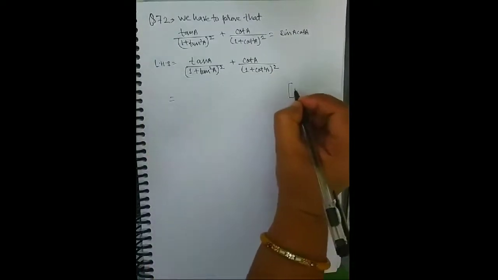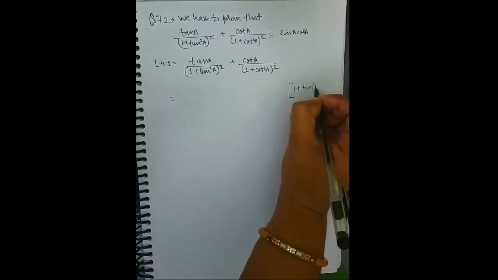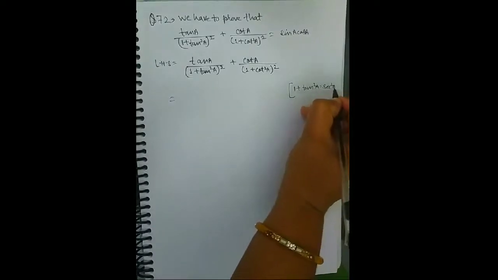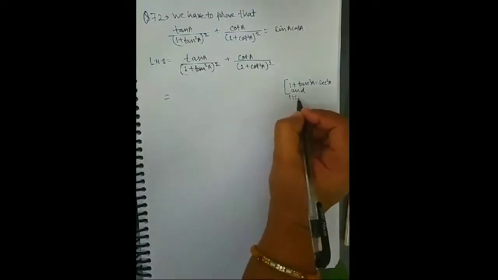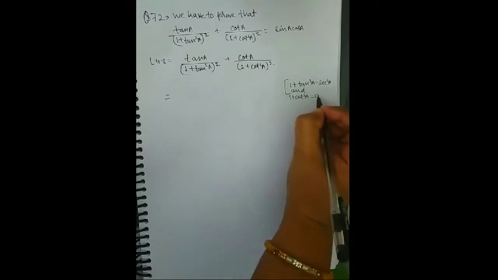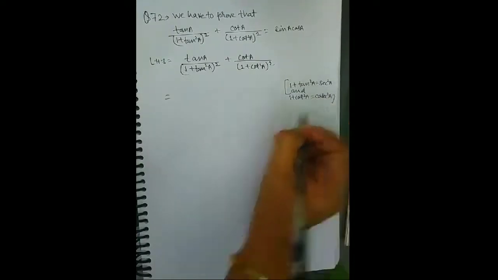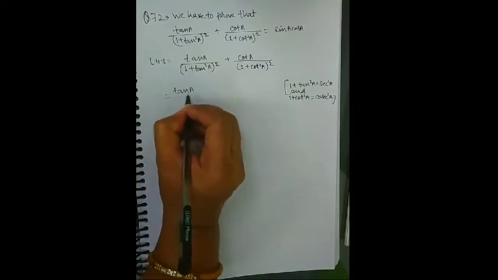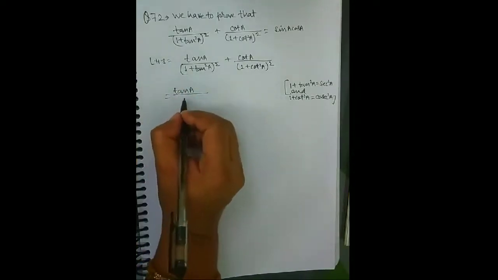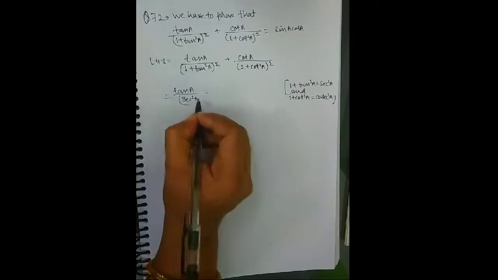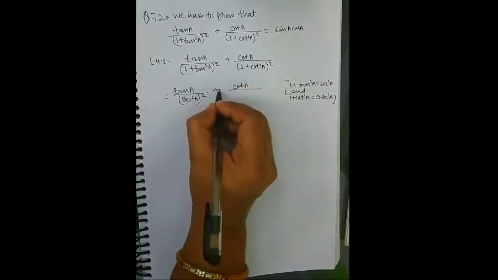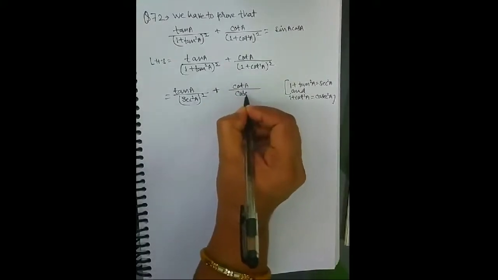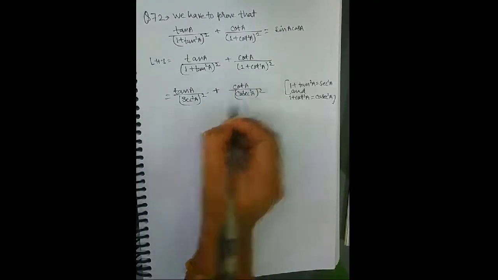यहाँ हम फॉर्मूला यूज करेंगे 1 plus tan square A equal to sec square A and 1 plus cot square A equal to cosec square A. So we write tan A upon 1 plus tan square A, that is sec square A whole square, plus cot A upon 1 plus cot square A, that is cosec square A whole square.